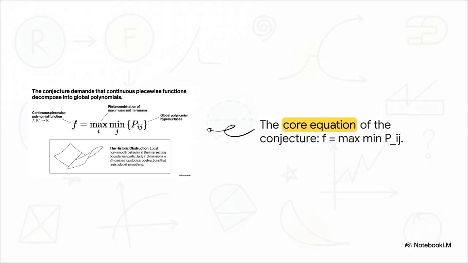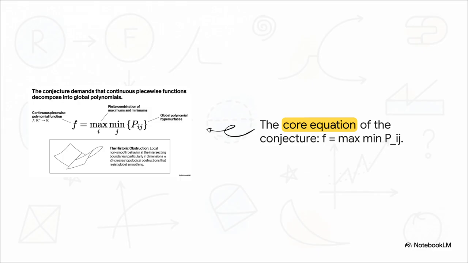To set the stage here, we really need to introduce our mathematical villain. Notice the foundational equation we have. F equals the maximum over i of the minimum over j of p_ij. Now, the Birkhoff conjecture basically demands that any continuous piecewise polynomial function must be able to decompose into finite maximums and minimums of global polynomial hypersurfaces.